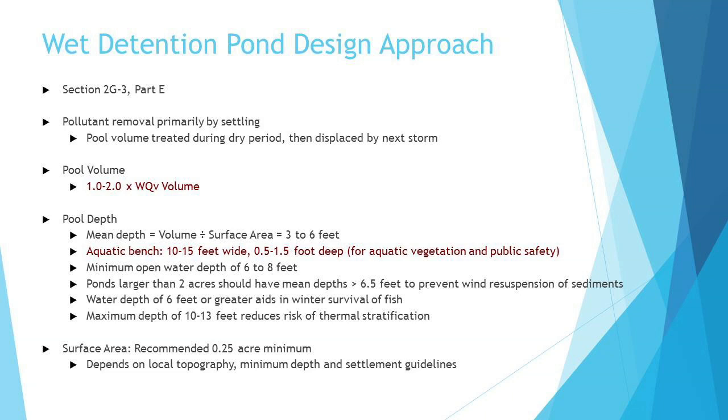You're going to be very concerned about the mean depth. You want to have a nice aquatic bench around the edge that's about 10 to 15 feet wide. And it's good for vegetation. It also deters geese. And it's good for public safety, because if a child falls in the pond and the water is only a foot deep, they can stand up and walk out versus being in the deeper water. Also be aware that some ponds may need permitting. So there are DNR regulations if you're designing a big enough pond. And usually if your maximum depth is 10 to 13 feet, you have a reduced risk of thermal stratification.